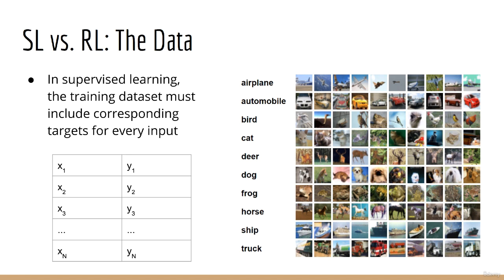Here's another way to think about reinforcement learning. Think about the data. With supervised learning, again, let's use image classification as our example, we must have a label for every input in our training set. So if we have an image of a dog, we must have another item specifying the class dog. If we have an image of a cat, we must have another item specifying the class cat. In other words, for every X, we must have a Y.